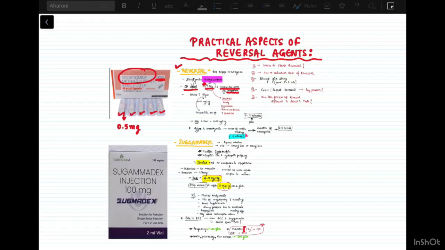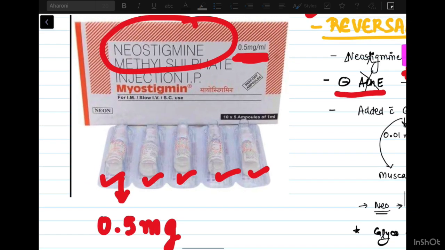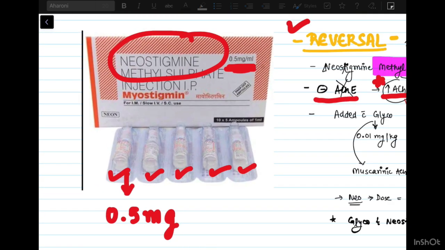So, hi all, let's talk about the practical aspects of the reversal agents, as we have already talked about the neuromuscular blocking agents, which lead to paralysis of the skeletal muscles and vocal cords, which facilitates the intubation of a patient. Now, when it is time for extubation, you have to obviously reverse the effect of those agents. Now, for reversal, the most common agent that we use is our very own Neostigmine.